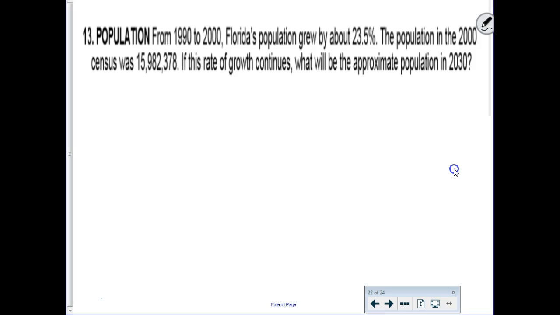I love this question. Florida's population grows 23.5%. I feel like this isn't really feasible. It's not going to grow 23.5%, whatever. The population in 2000 was that. If this rate of growth continues, what will be the approximate population in 2030?